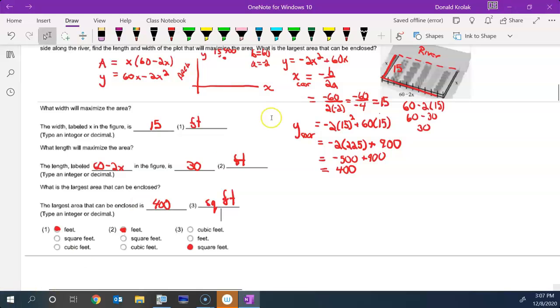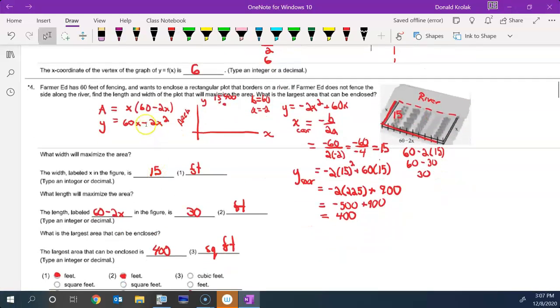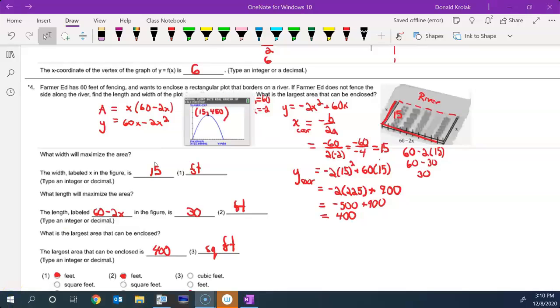Now you could do the same thing by graphing this equation and coming up with the vertex. And you can see I used the maximum function on the calculate menu, and I got x is 15, and it's hard to probably read, y is 450.